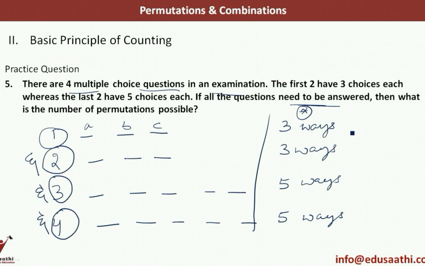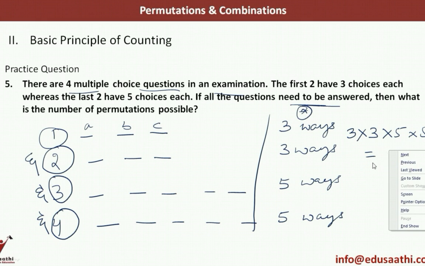So what would be the answer here? Wherever we have "and", we use the multiplication sign. So I have 3 into 3 into 5 into 5. These are the total number of sequences which are possible for this particular question. So I have 25 into 9, which is 225 ways. So don't get confused and add these. We have to multiply because the condition is we need to answer all the questions.